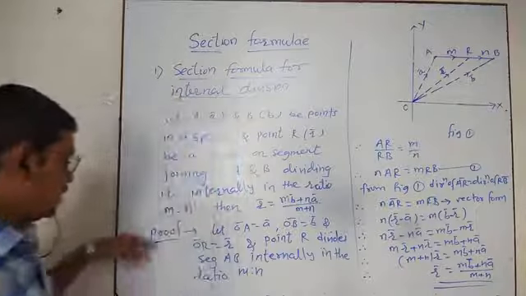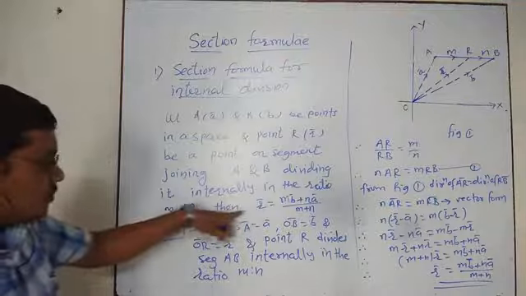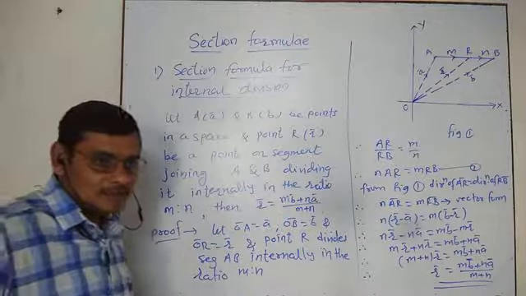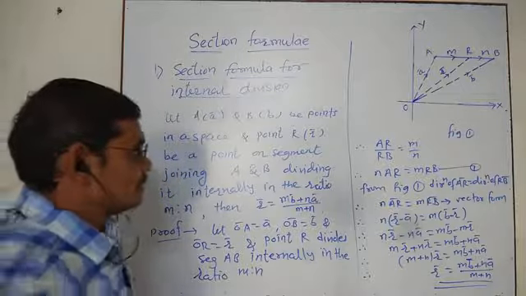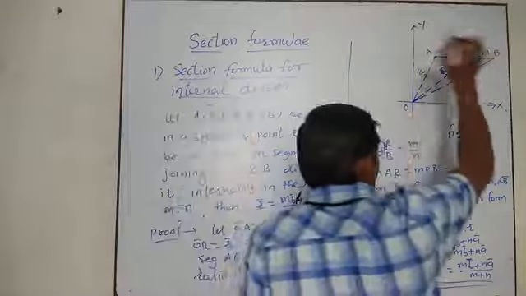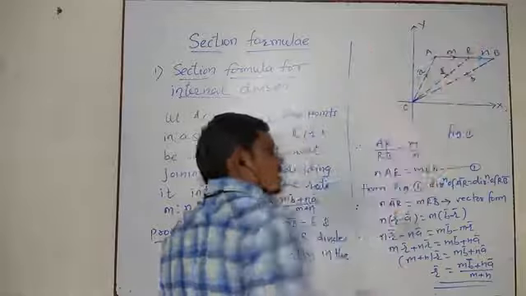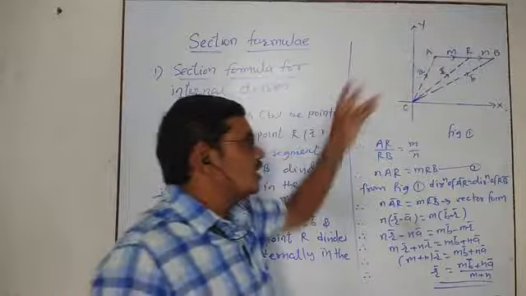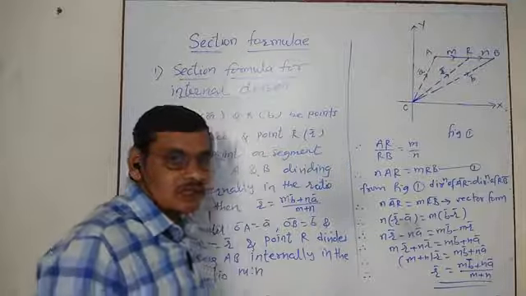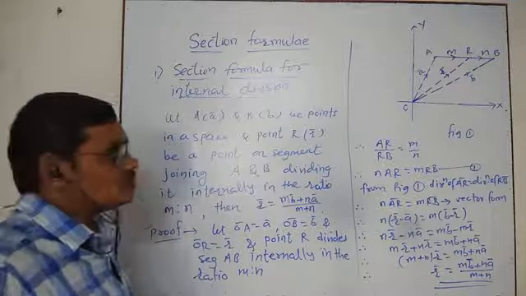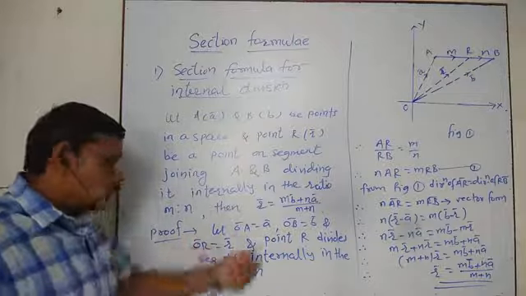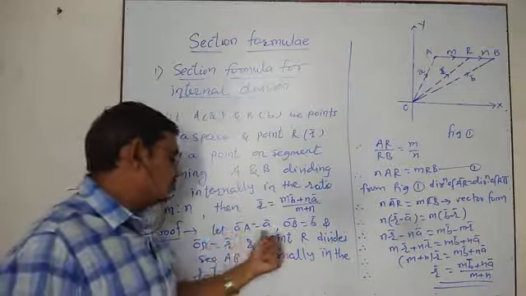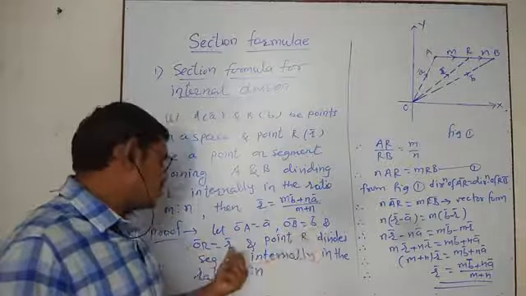Okay. Now we prove R bar is equal to M B bar plus N A bar upon M plus N. Now see the proof. See the figure. Here we have taken the points, joined them, and R is the point on the segment, with position vectors A bar, R bar and B bar, and the point divides the segment in the ratio M is to N. Now we write from the figure that OA bar is equal to A bar, OB bar is equal to B bar, and OR bar is equal to R bar.